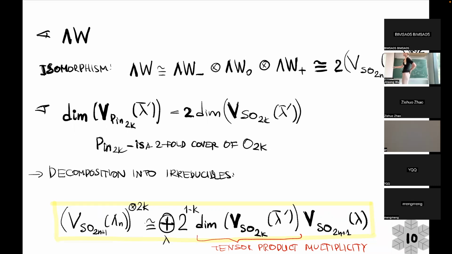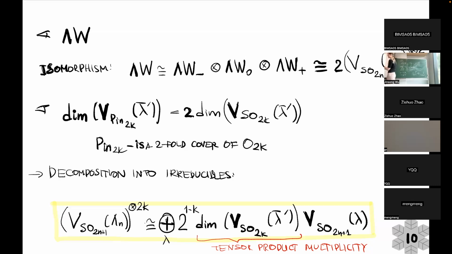Exactly. So this spinor representation is the last fundamental representation. And we have the whole exterior algebra of the standard representation, the two types of square. So again, right now there is some additional knowledge: the Pin group is actually a two-point cover of O(2k), and also that we can use SO(2k) dimensions to obtain Sp(2k) dimensions.